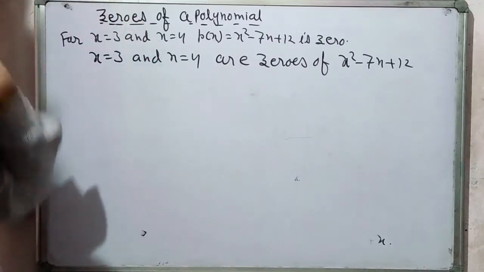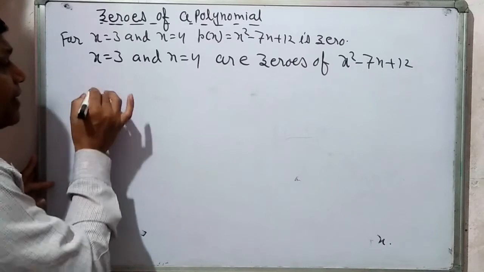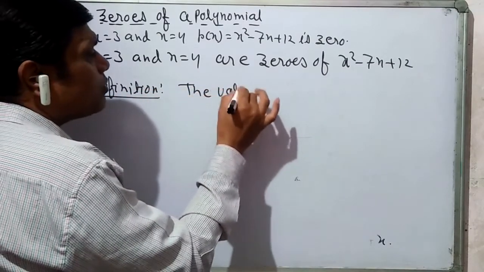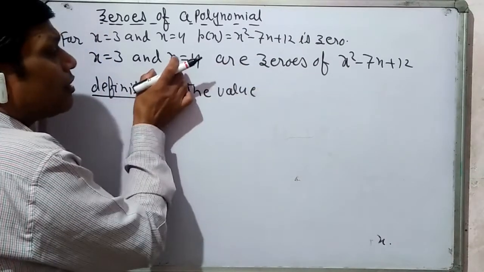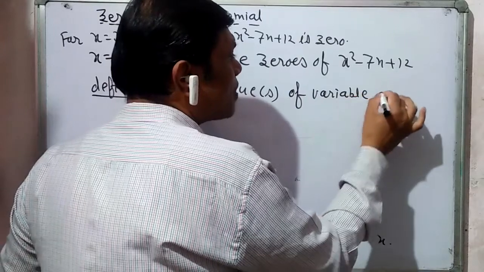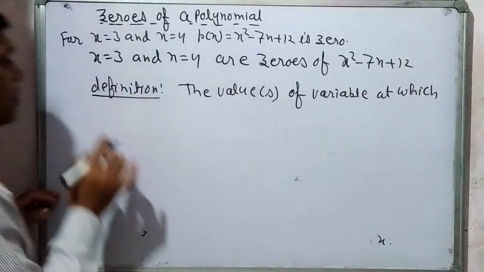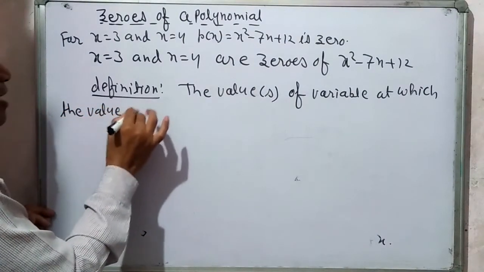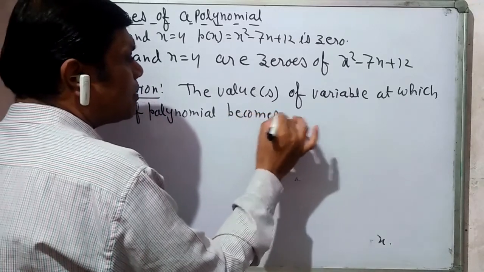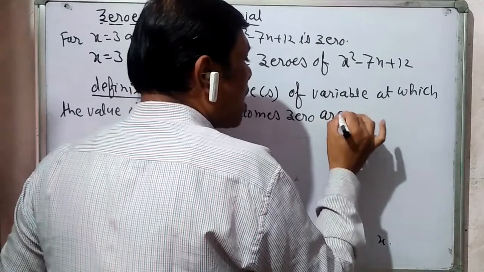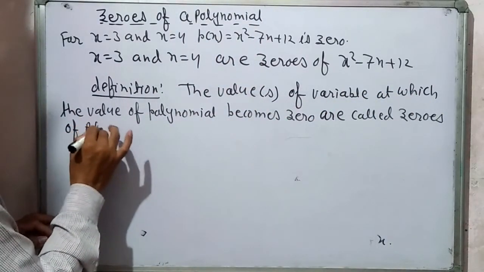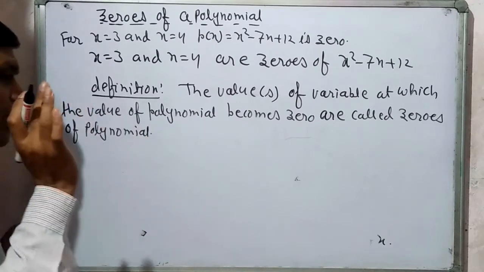So how shall we define the zeros of a polynomial? Definition: the value or values of variable at which the value of polynomial becomes 0 are called zeros of polynomial. 3 and 4, whose value were they? Of the variable.